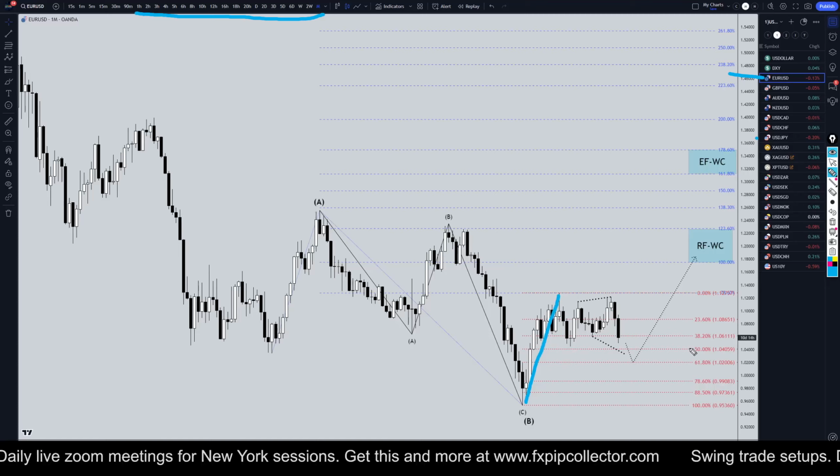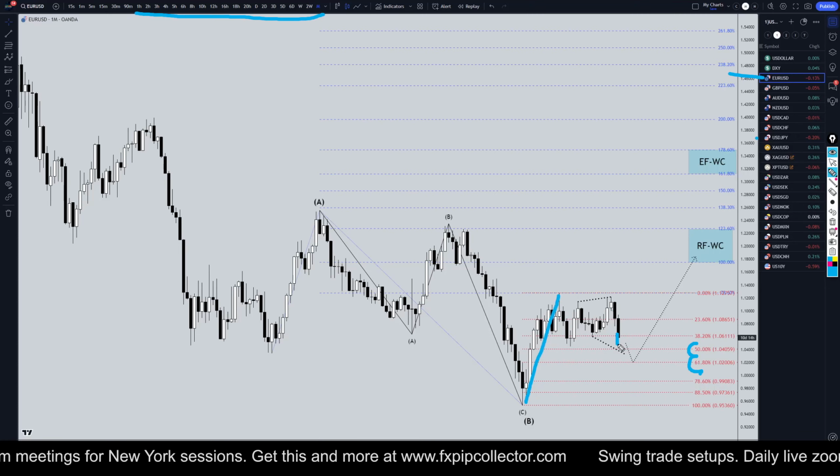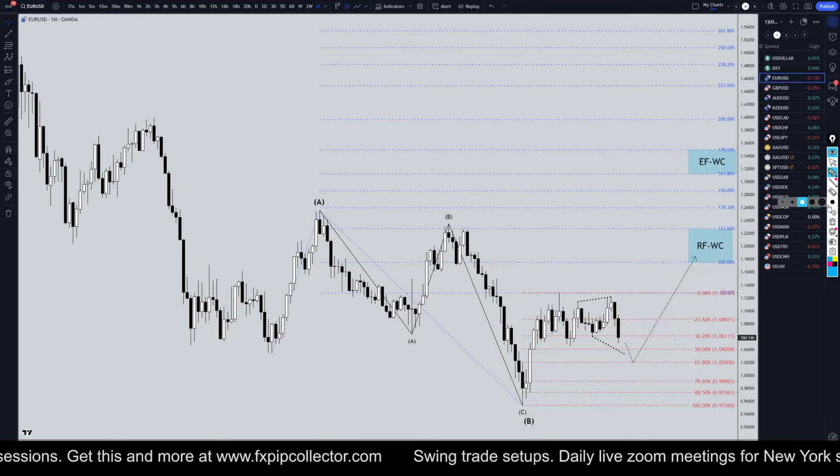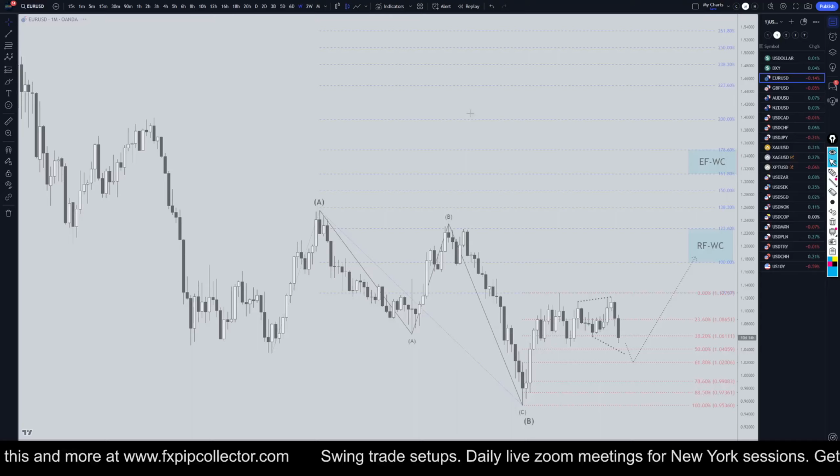So anyways, on the Euro Dollar monthly, I still think that we are likely in a correction to this last move up, so we're definitely going to watch these Fibonacci levels. I think there's a good chance it's probably going to end up looking something like this on the monthly. So let's take it down to the weekly time frame.